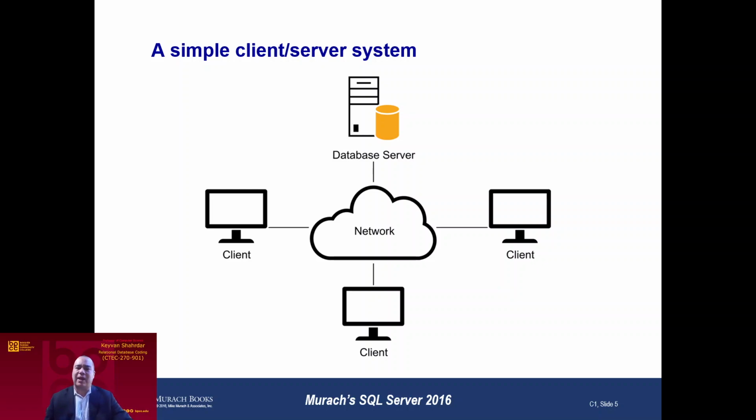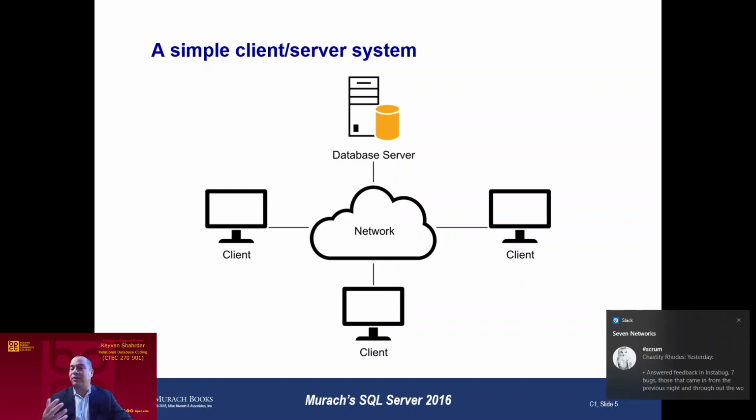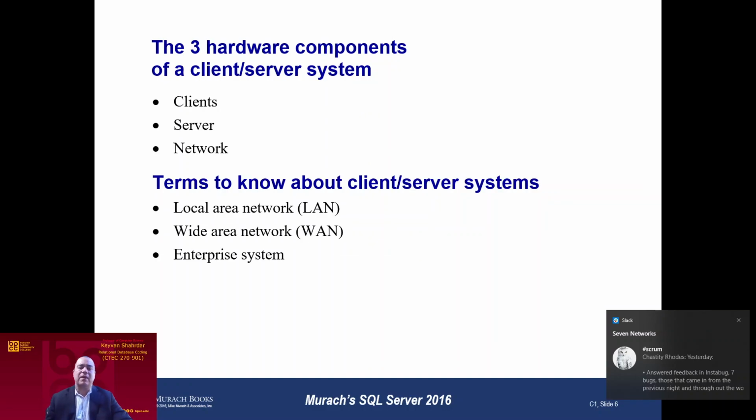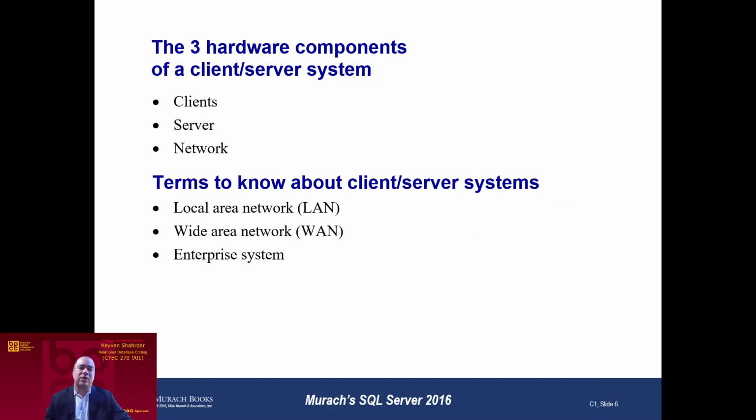This is a simple client-server system. So you have a database server, you have your client. Your client will be your laptop or your desktop, and then you have some sort of network. The network can also be the internet, and we get access to the database. The 3 hardware components of a client-server system are client, server, and network.